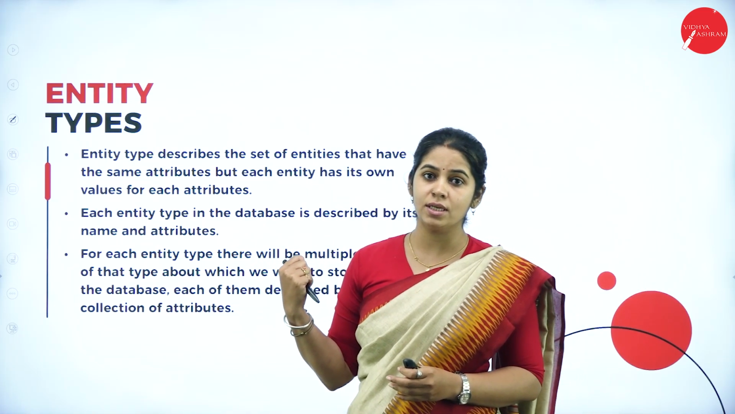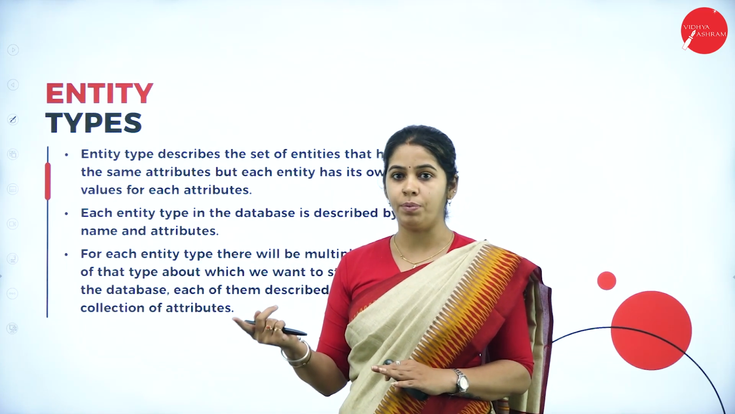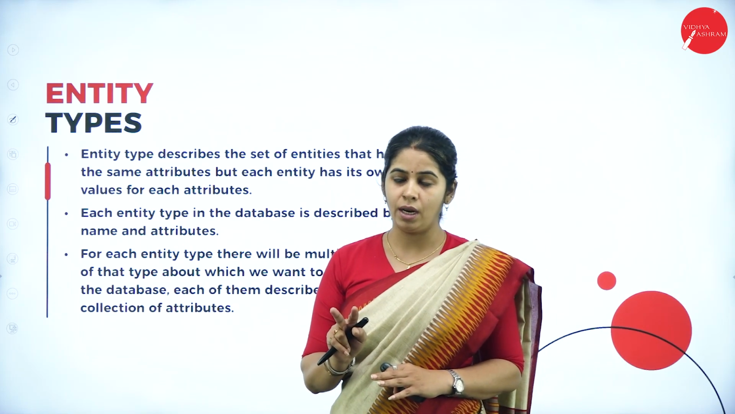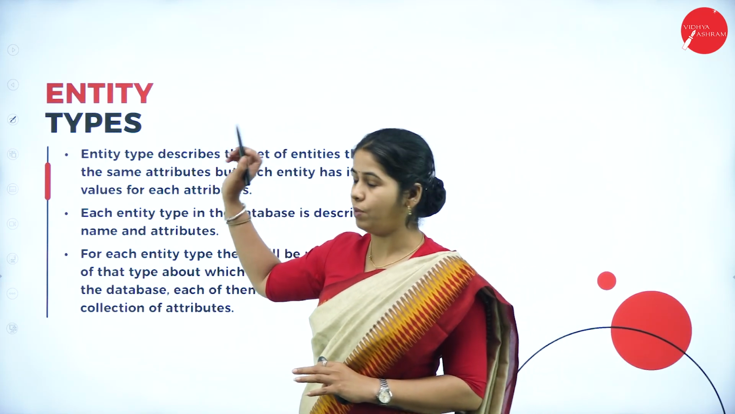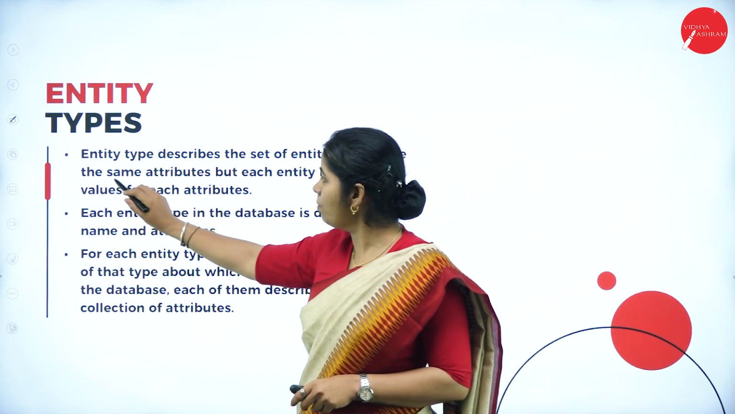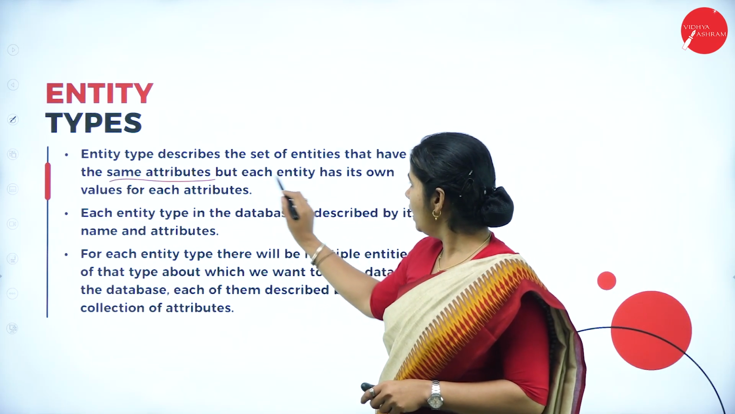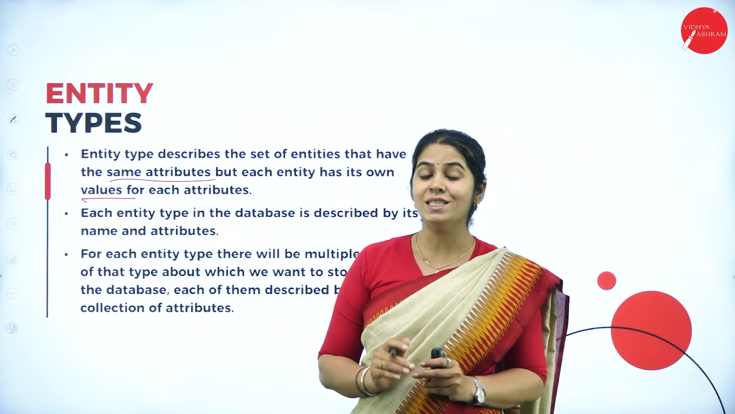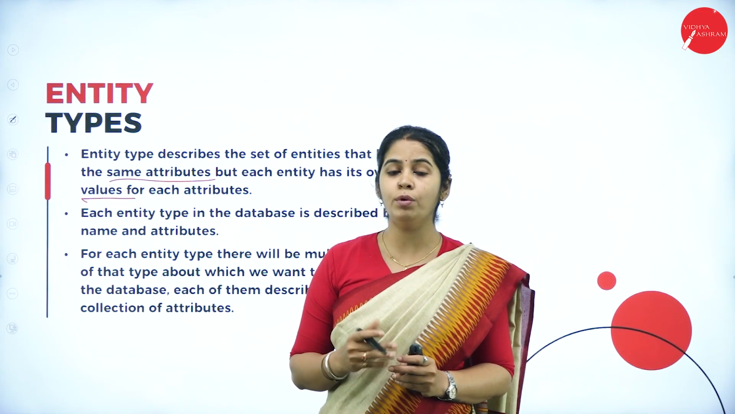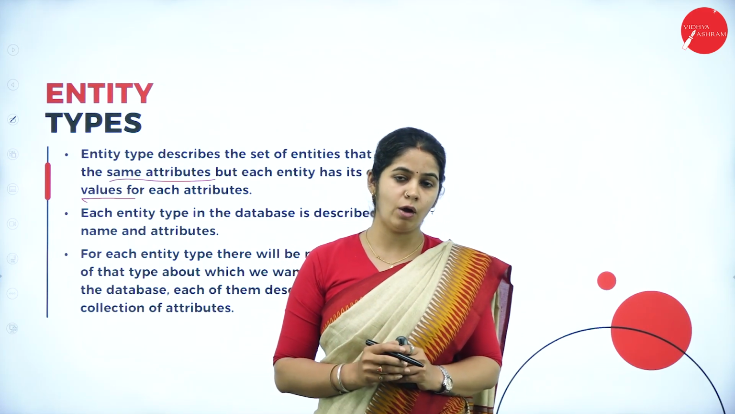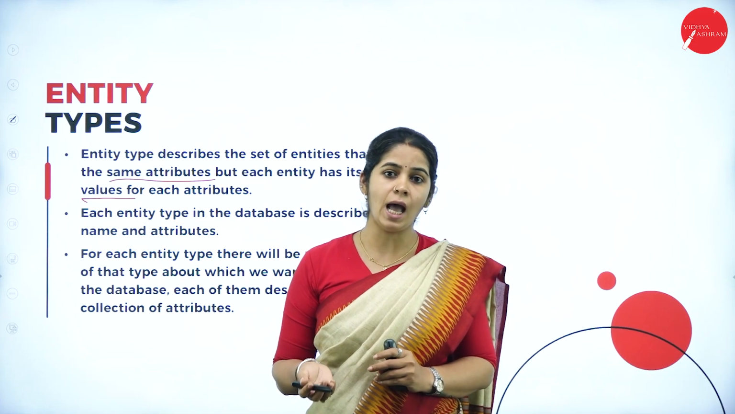Now we are going to discuss entity type. Both are different things, keep that in mind. What is entity type? Entity type describes the set of entities that have the same attributes, but each entity has its own value. It is a set of attributes. Attribute is nothing but a set of properties, the properties of a particular object, which we refer to here as an attribute.